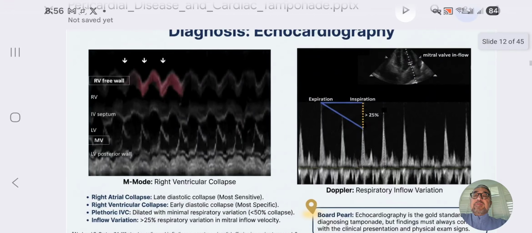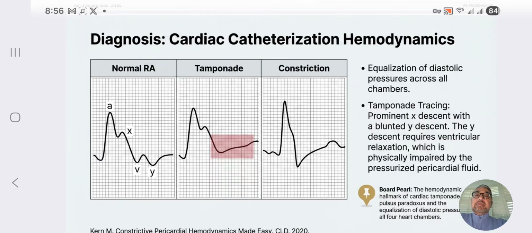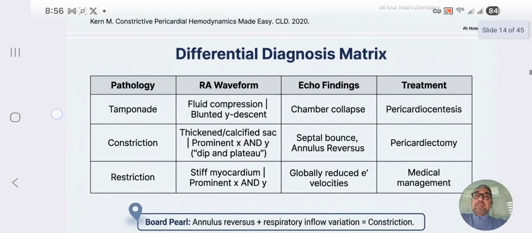Echocardiographic features include right atrial collapse, right ventricular collapse, dilated IVC, and inflow variation. So when you put a cursor at the mitral valve inflow, there's a variation by 25% of the Doppler signal. In cardiac catheterization, there's equalization of pressures, and a prominent X descent with a blunted Y descent is noted.